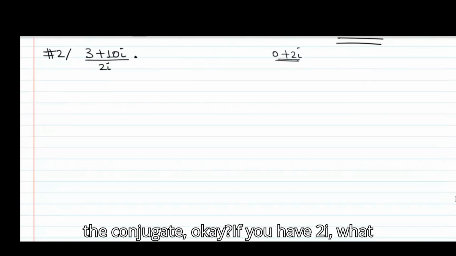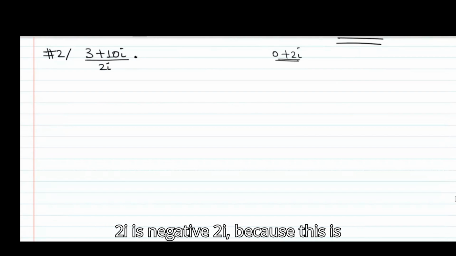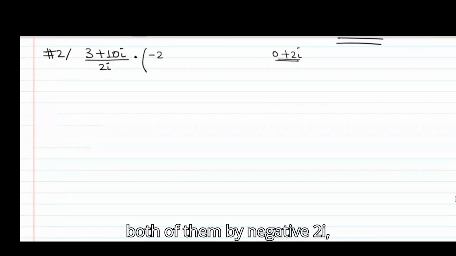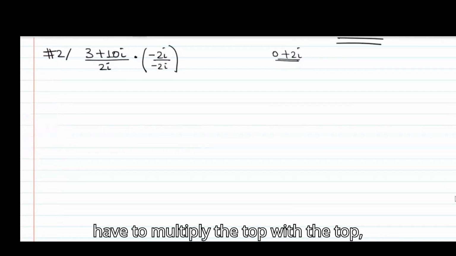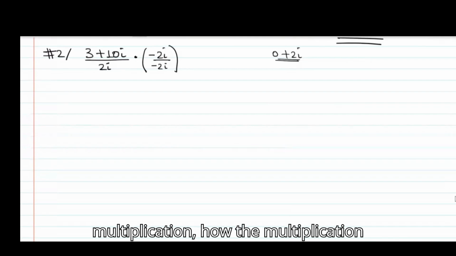Okay, if you have 2i, what is the conjugate of 2i? The conjugate of 2i is negative 2i, because this is plus. So that means I have to multiply both of them by negative 2i, all right? And then another negative 2i. So I have to multiply the top with the top, the bottom with the bottom. This is how the multiplication goes.